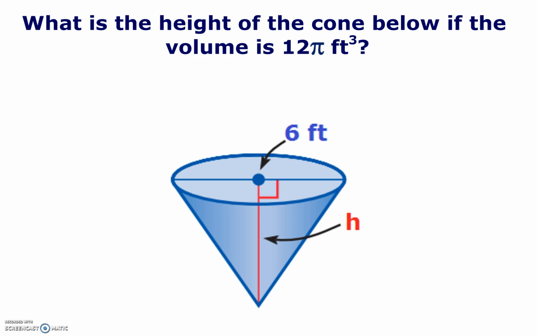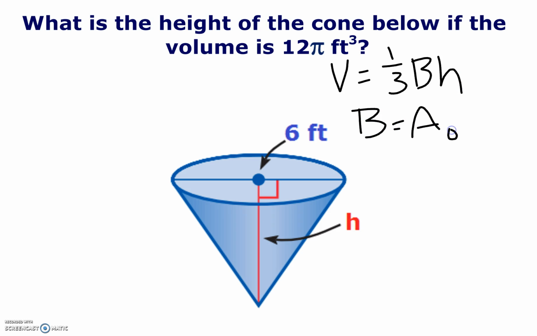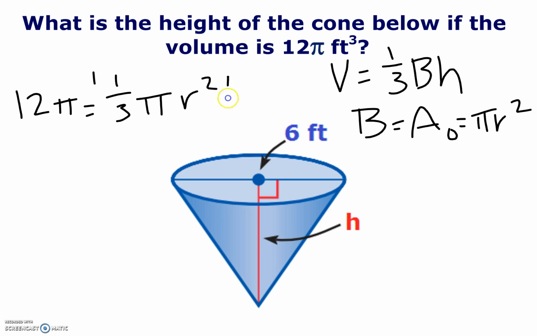Okay, what is the height of the cone below if the volume is 12 pi feet cubed? This is just like number 7 on yesterday's or today's classwork. We're going to work backwards. So again, you're still going to start off with your formulas. 1/3 area of the base times height, and I know the area of my base equals area of a circle equals pi r squared. So let's go over here. We know our volume is 12 pi equals 1/3 pi r squared times height.